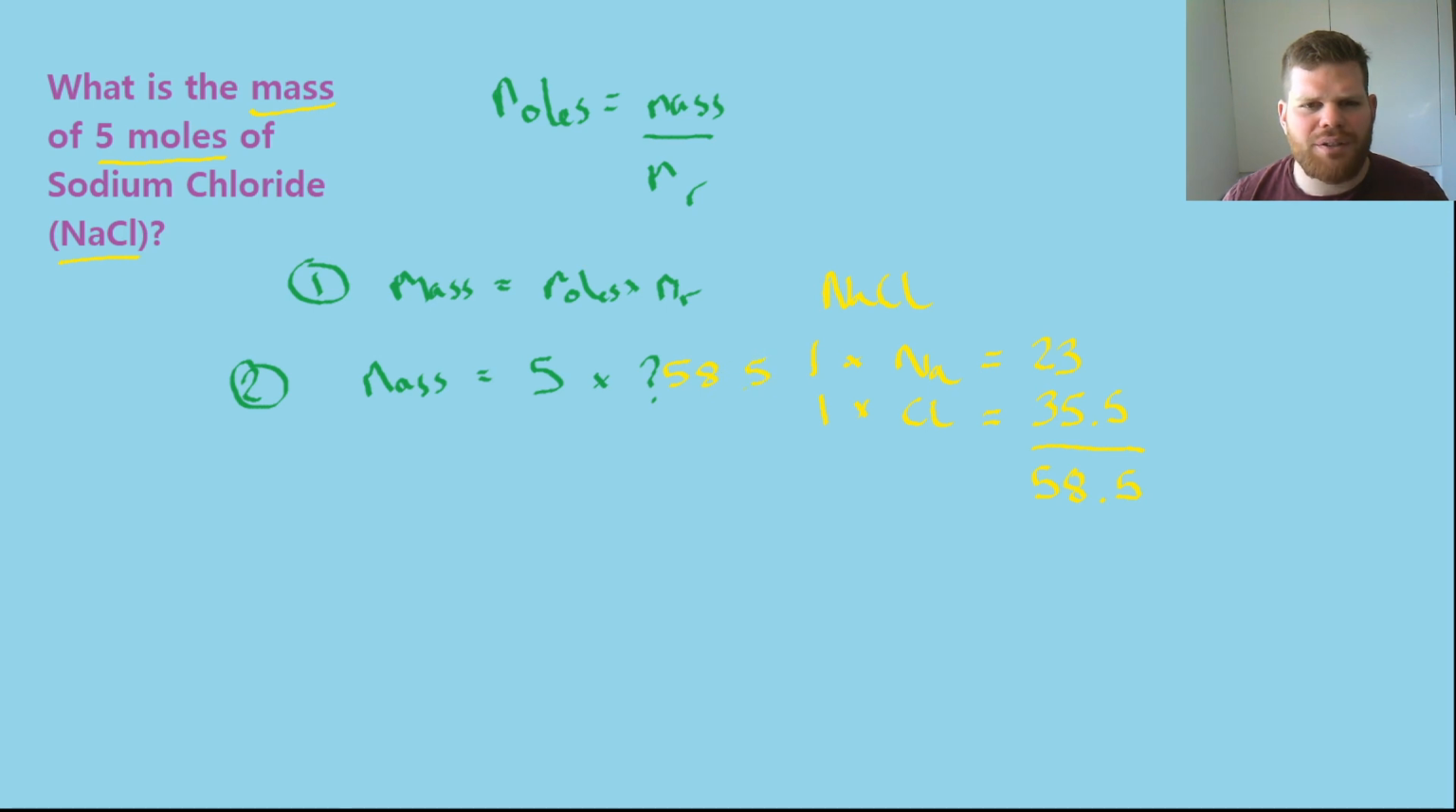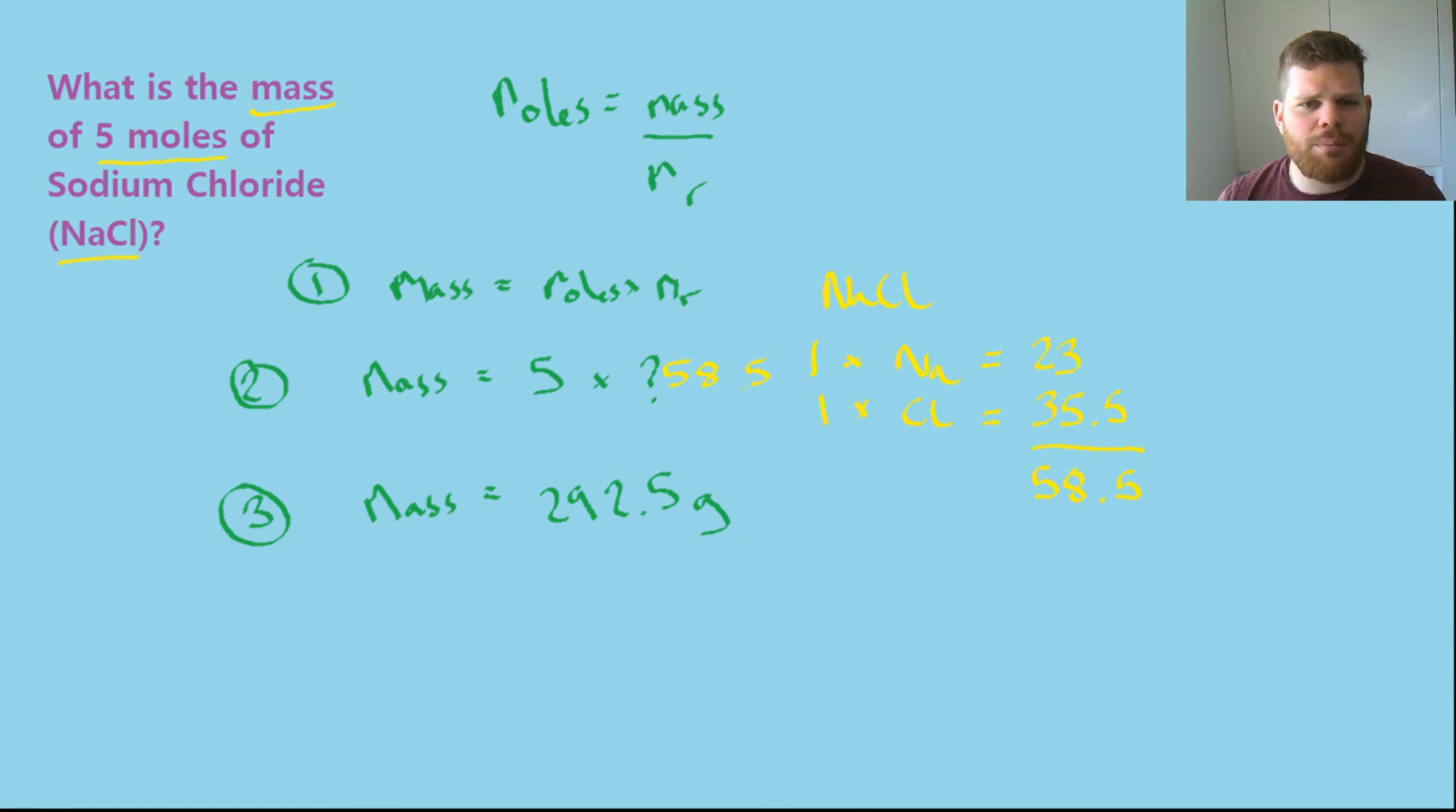We can now put this into our calculation. So we've got 58.5. Now all we need to do in step 3 is just multiply those two numbers together to get our mass. So our mass equals 292.5 grams. Don't forget, the units are really, really important.